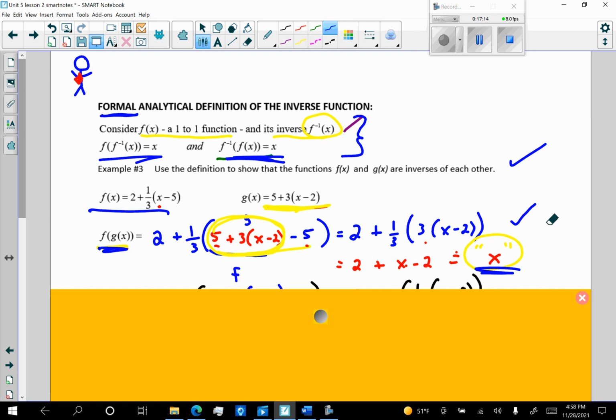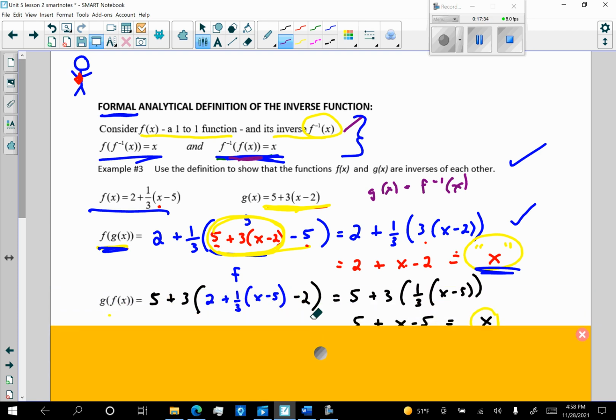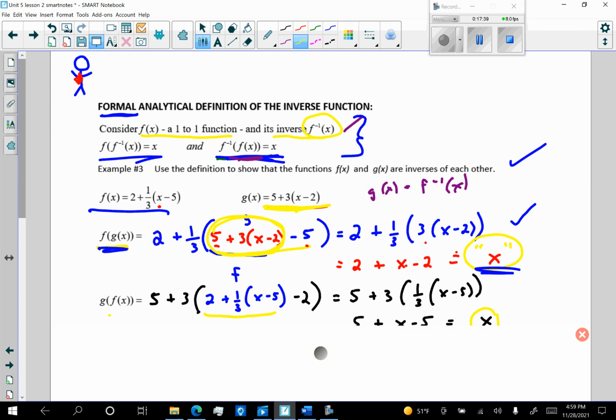And what I want to do now is find g of f, because I think that g is the inverse. I think that g of x is equal to f inverse, and that's what I want to happen. So I'm going to go g of f and see if it equals x. So here's g of f. Same thing I did before. This is my f. And g says to take 5 plus 3 times something minus 2. Hopefully that's equal to x.